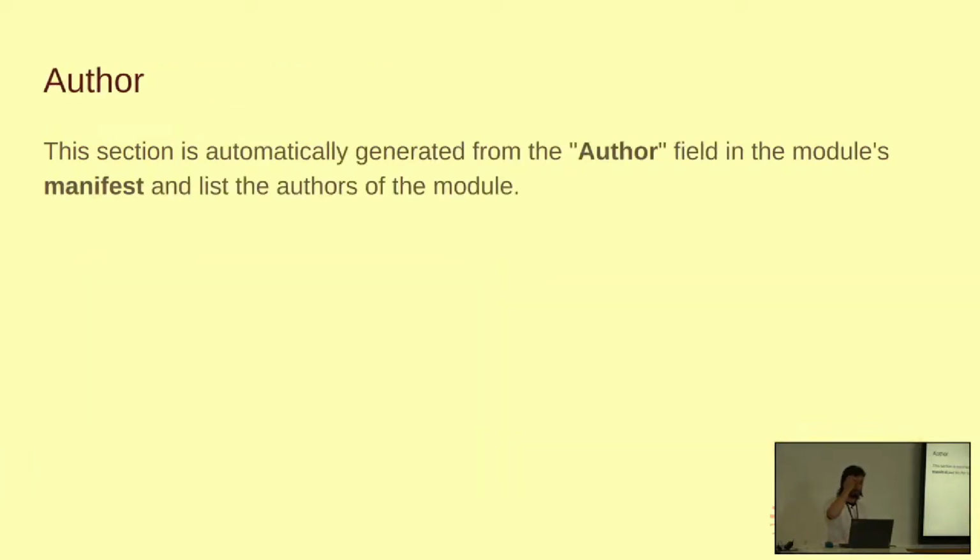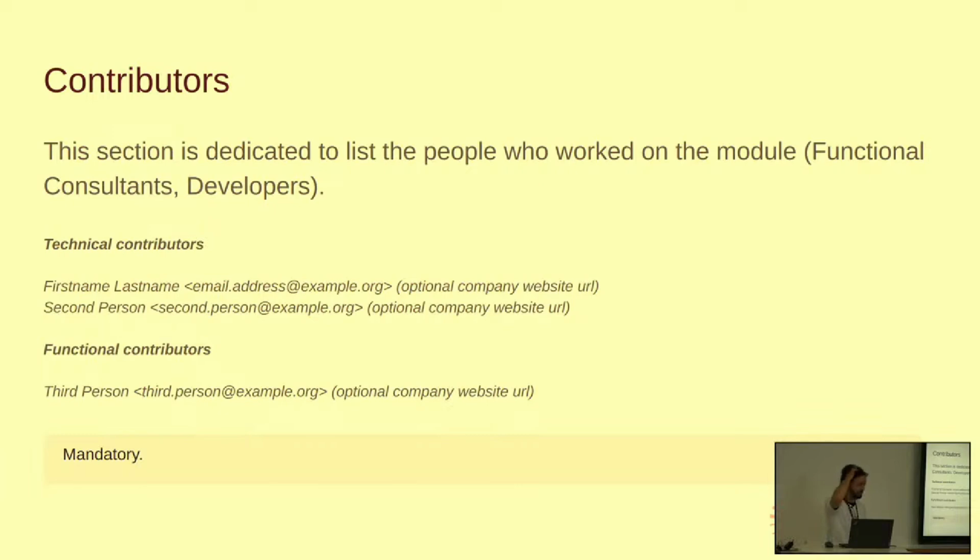And in the last part of the whole README, you will find the author of the module, which comes automatically from the manifest of the module. Then you have contributors, where you can mention technical contributors and functional contributors, naming them and adding their emails, or maybe the URL of the company they work for. This one is mandatory, and there has been some controversy about this also. I don't want to get into that, but here is the place where you can name all the contributors.